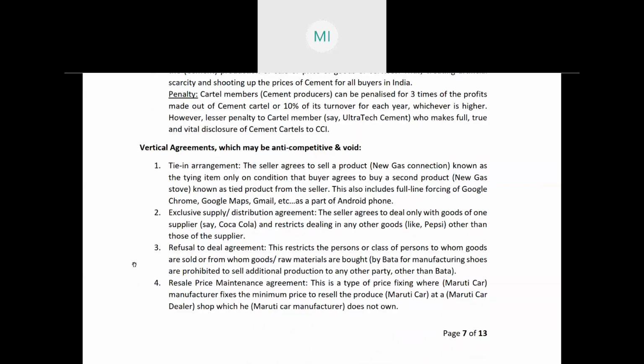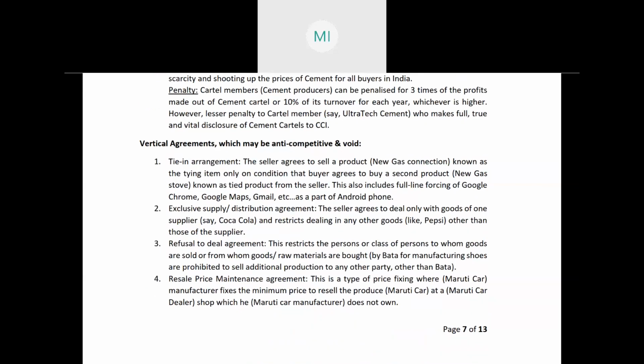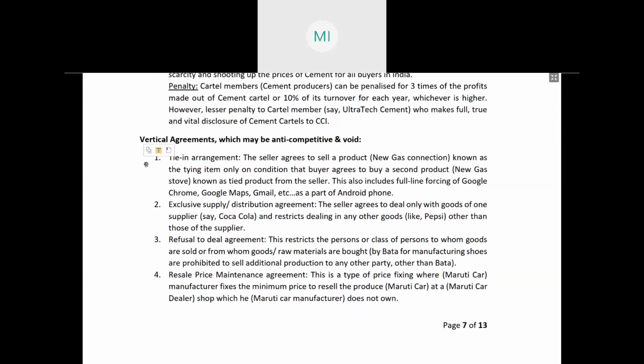Okay. Now, what are the types of vertical agreement? The first is the tie-in arrangement. Like everywhere, I try to give an example, so just try to relate. It will be easy. Tie-in arrangement: when you're getting a new gas connection, you are forced to buy a new gas stove also. Correct. So this is an example of a tie-in arrangement. When you get a new Android phone, it comes bundled with all Google apps like Google Chrome, Google Maps, Gmail, etc. So this is also like full line forcing. This is also an example of a tie-in arrangement.